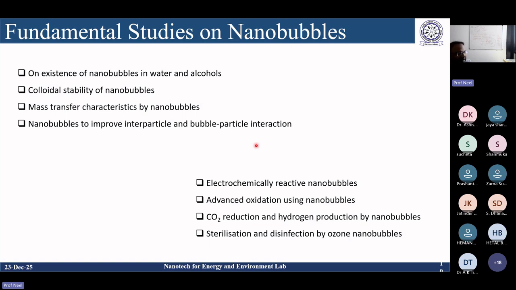Similarly, we have studied the mass transfer characteristics of the bubbles. If I compare with the conventional techniques by which mass transfer is estimated, are nanobubbles really providing much better mass transport? Apart from that, as I said, is bubble-particle interaction really going to be improved by nanobubbles? These are the fundamental questions that we are trying to answer with the several research papers published in recent days.